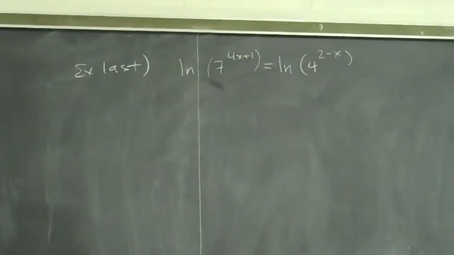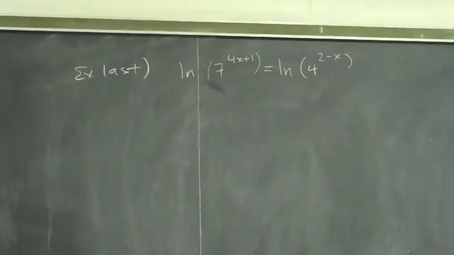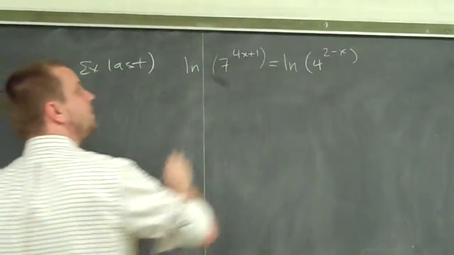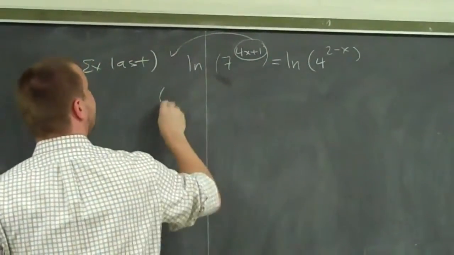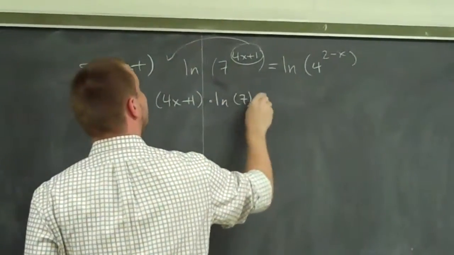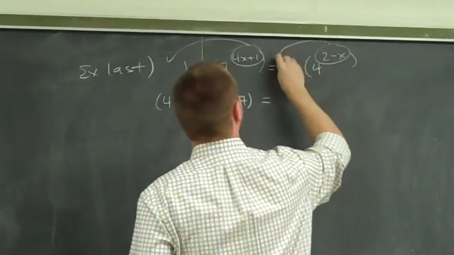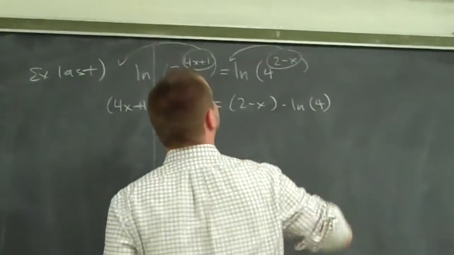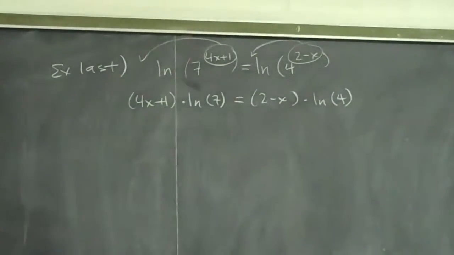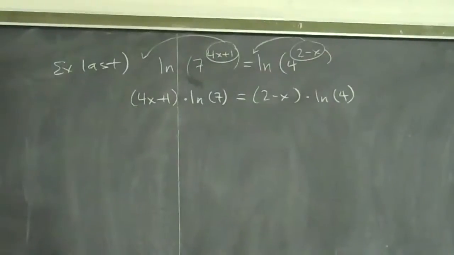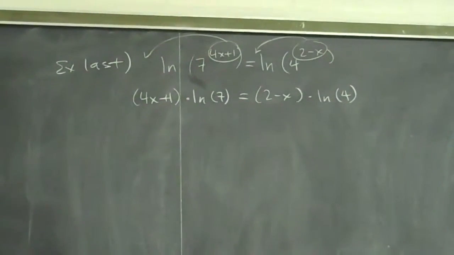Alright, now what was the point of taking the log of both sides? What does that let me do now? I can bring my exponents out in front of the log, right? So the (4x + 1) times the natural log of 7 equals the (2 - x) times the natural log of 4. And that looks scary, doesn't it? It's not. You know how to solve that problem.